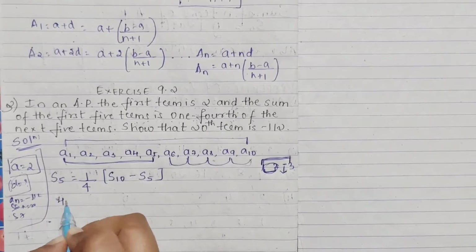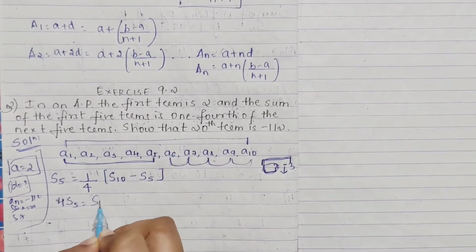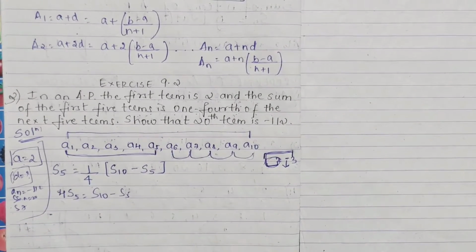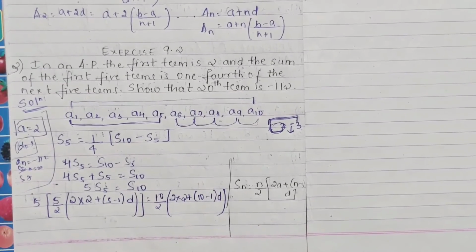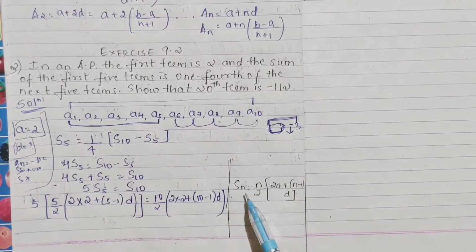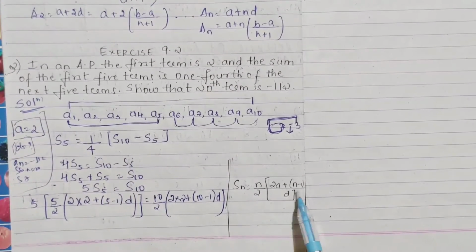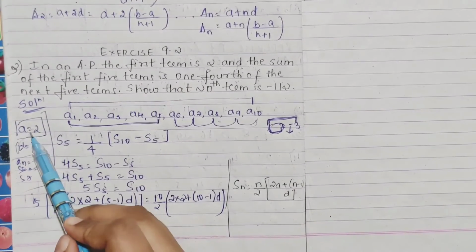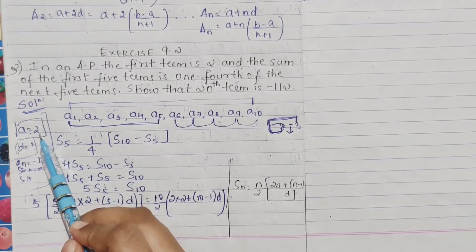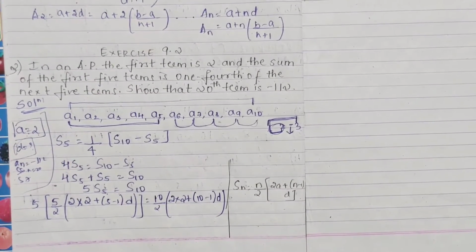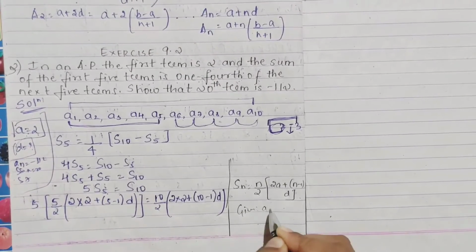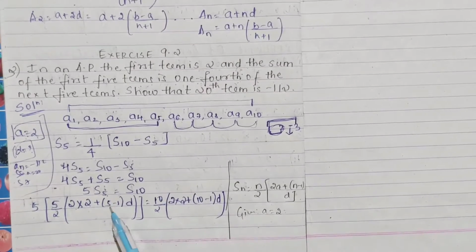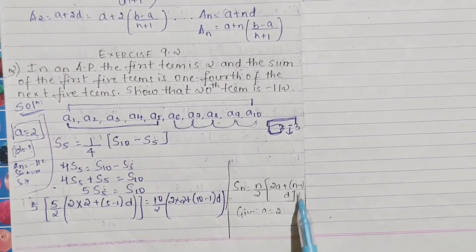Take your 4 to the other side, 4 S5, you will be having S10 minus S5. So S5 taking it to the other side only. After this it is easy, right, because we have to use our sum formula only. Sn is equal to n by 2 into 2a plus n minus 1 d. So here n is 5, so 5 by 2, 2. A they have given, a is 2. So 2 into 2 plus again n minus 1 d, right? n by 2, 2a plus n minus 1 d.